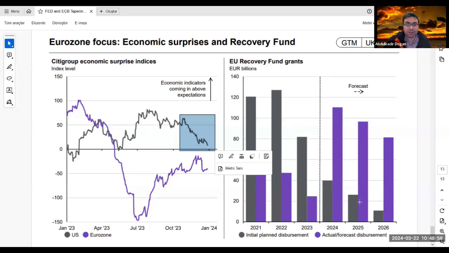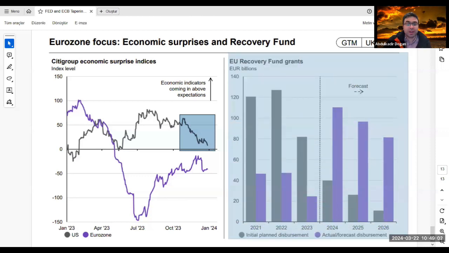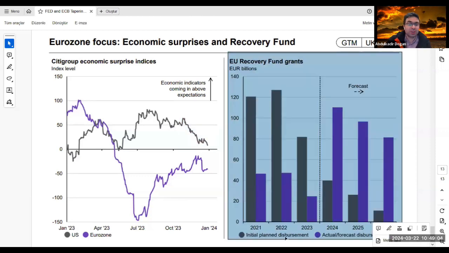And as you see here, this shows the overall packages, actual forecast disbursement and initial plan disbursement. This is the European Union Recovery Fund transfer in euro billions. And this shows how they need this type of extraordinary funds in case of need to save government production, to pay the government debt.